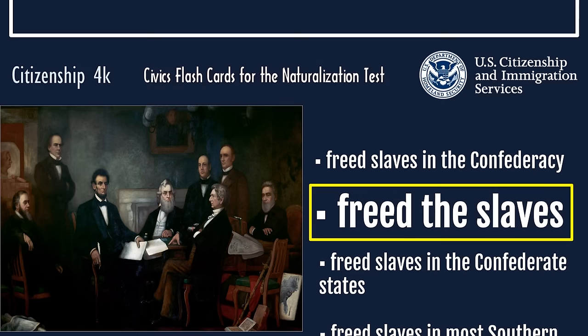Who does a U.S. senator represent? All people of the state.